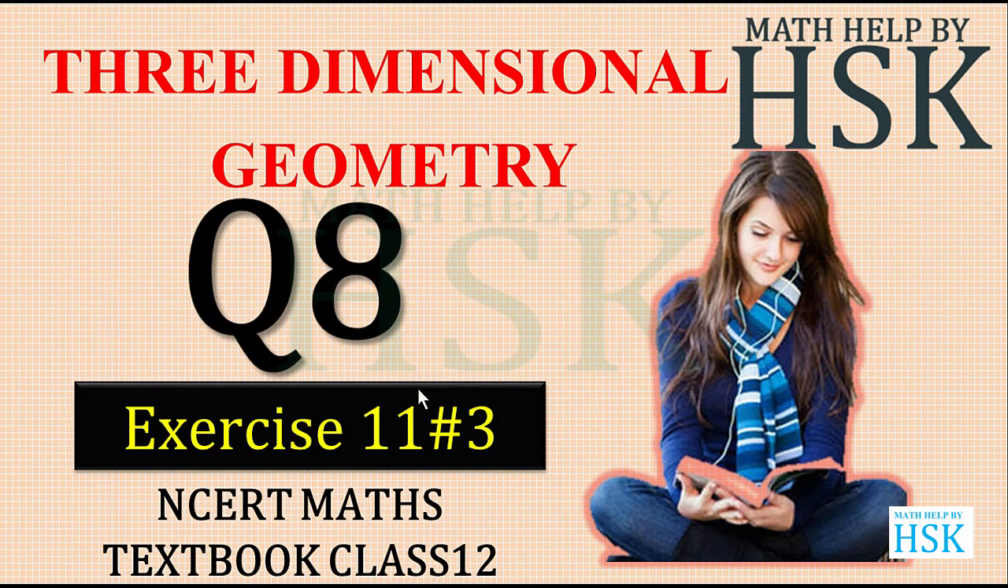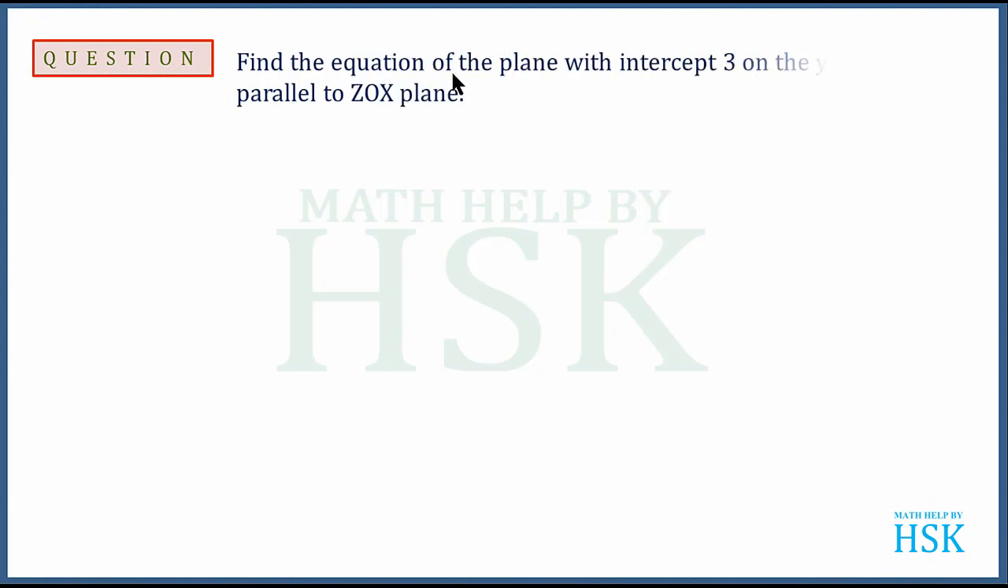Now taking question number 8 of exercise 11.3. The question is like this. Find the equation of the plane with intercept 3 on the y-axis. So the y-intercept is equal to 3. The plane intersects the y-axis at a distance 3 from the origin and is parallel to the plane ZOX, that is, the plane formed by the z-axis and x-axis.